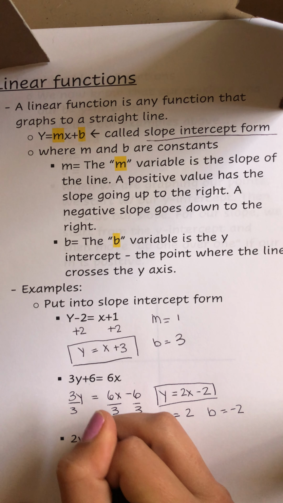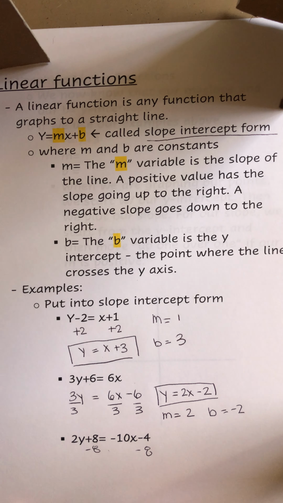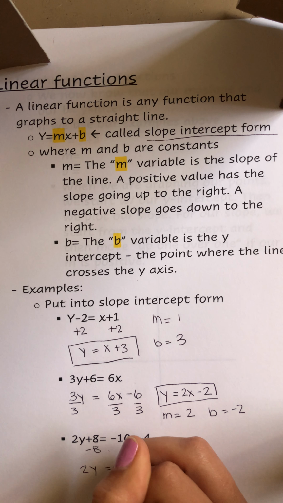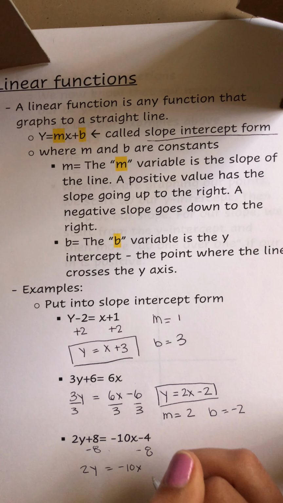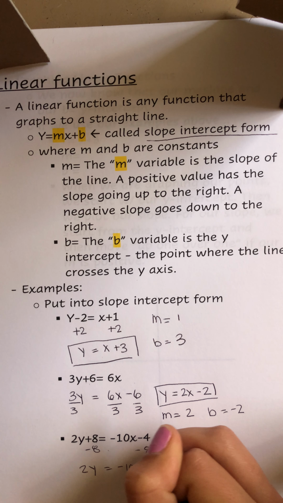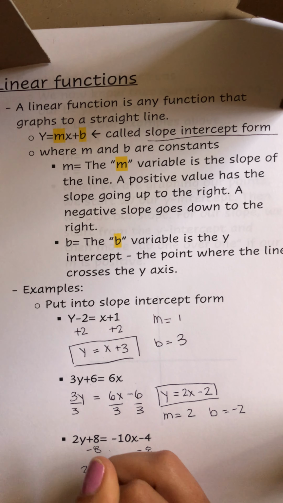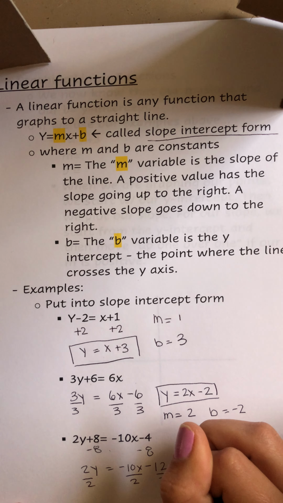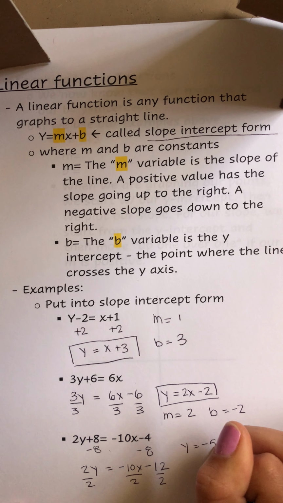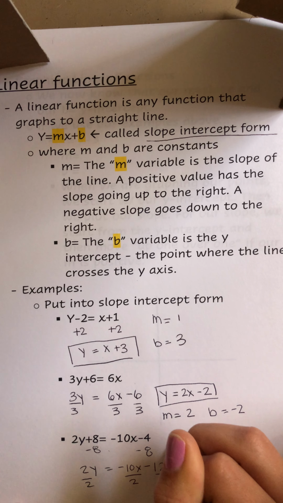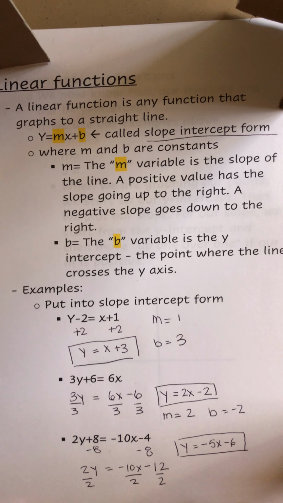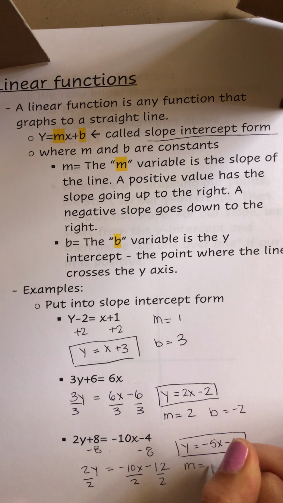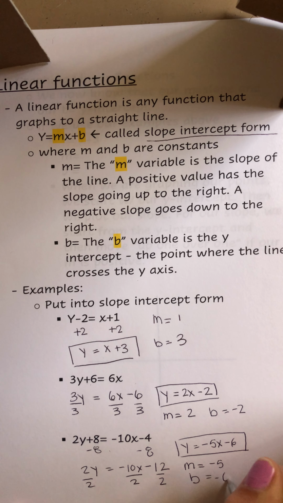And then our last one, subtract 8 on both sides. So we get our 2y equals negative 10x minus 12. Divide 2 on both sides. We get y equals negative 5x minus 6. So our m will be negative 5, and our b will be negative 6. Simple as that.